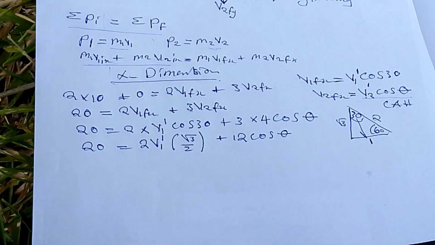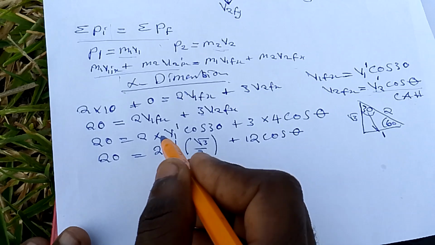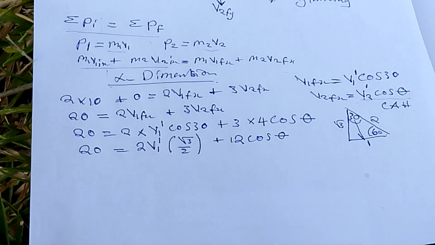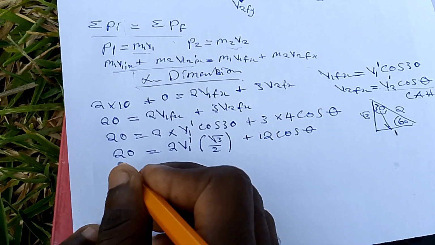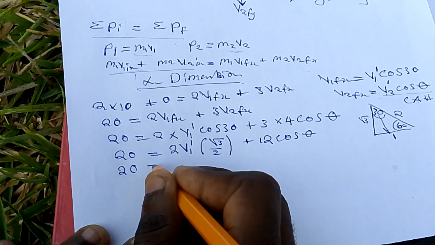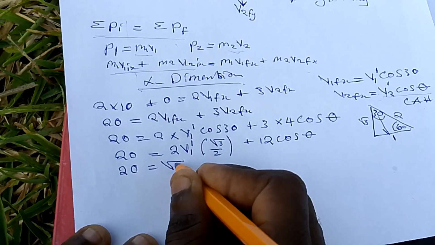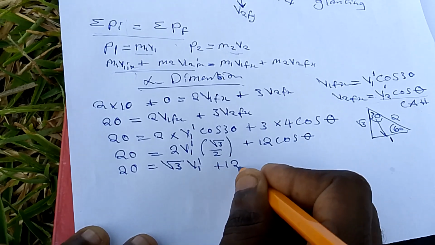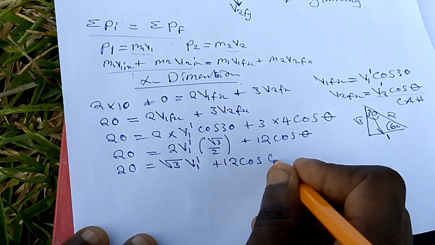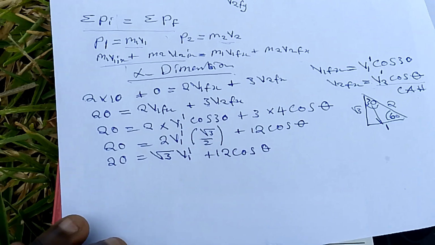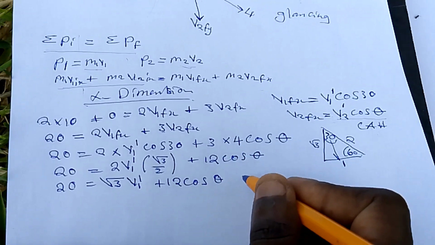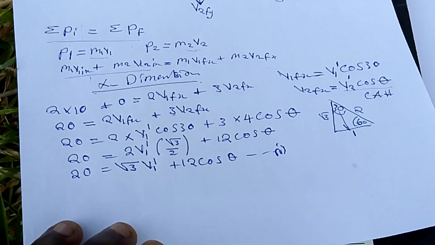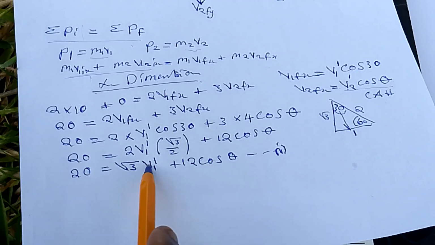I hope you are following up to now. So if you multiply 2 times the square root of 3 over 2, it's going to give you 20 equals square root of 3 v1 prime plus 12 cos theta. So now this is our first equation that you have.